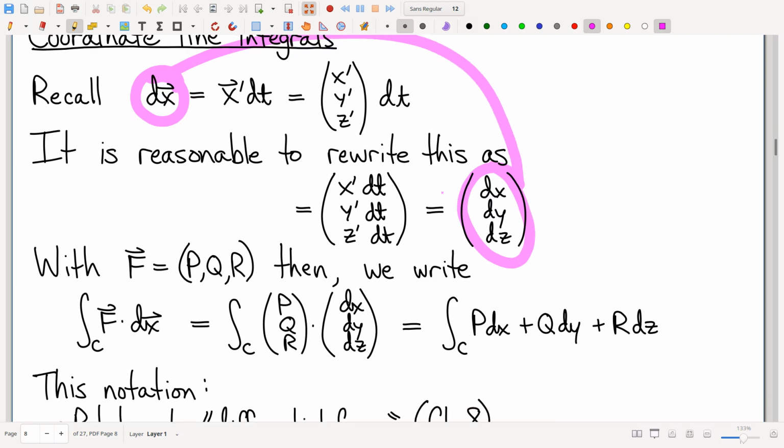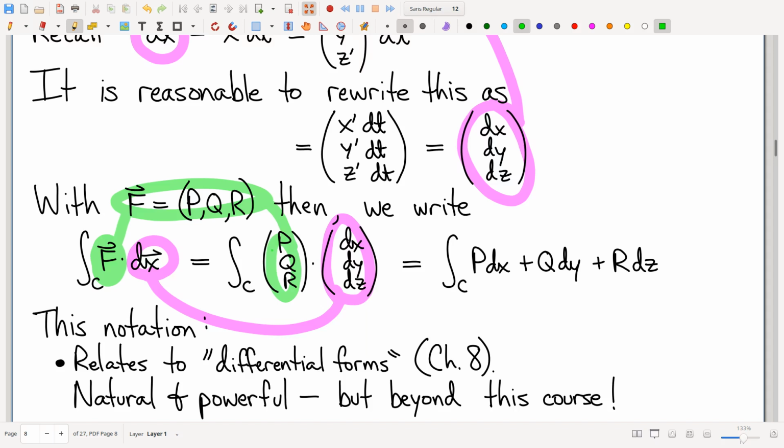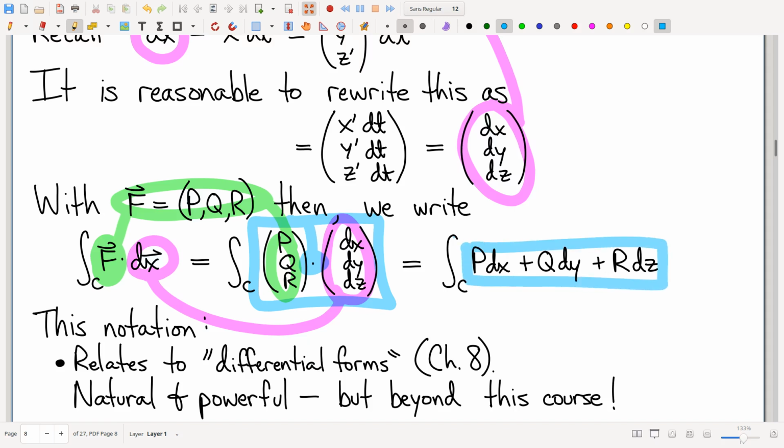So now, who cares? What is this buying us? Well, if I just write that down, and keeping in mind that our vector field is going to have coordinates also, let's call it P, Q, R, now I've got everything written in coordinates, and I can literally crank out that dot product in coordinates. And that dot product is that. You see it right there in the algebra: P dx plus Q dy plus R dz.